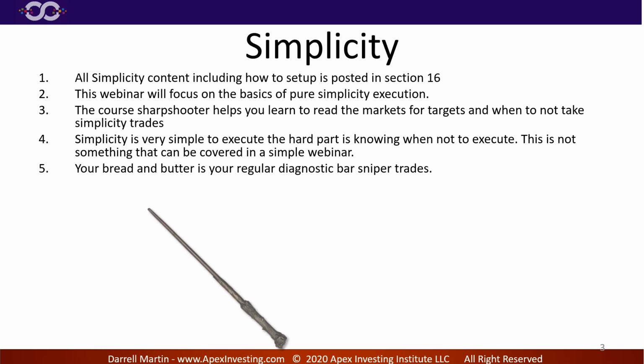I want to remind you, this is not the Holy Grail. I wish it was. It's the best way to trail that I know that exists. But your bread and butter is your diagnostic bar normal sniper trades. Don't just be like, oh, I've got to throw everything else out the window and just focus on simplicity. Those are your bread and butter trades. That's where you want to keep your focus.